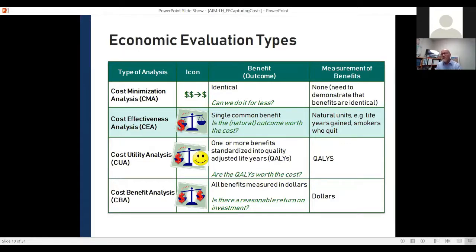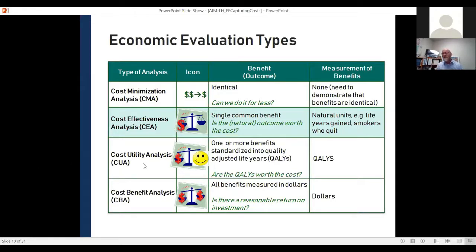So natural outcomes are things like extended life years or a change in behavior, like no longer smoking, or it could be something like a clinical measure, like a reduction in A1C levels or a reduction in body mass index. So it's the cost on the one hand, and then the natural health effect outcome on the other side of that scale.